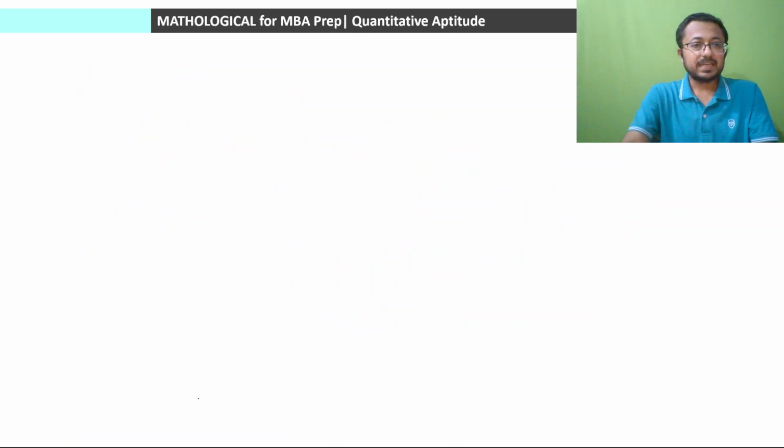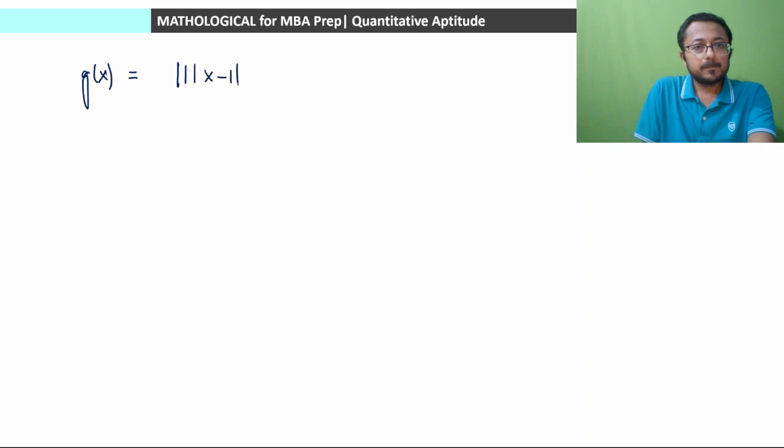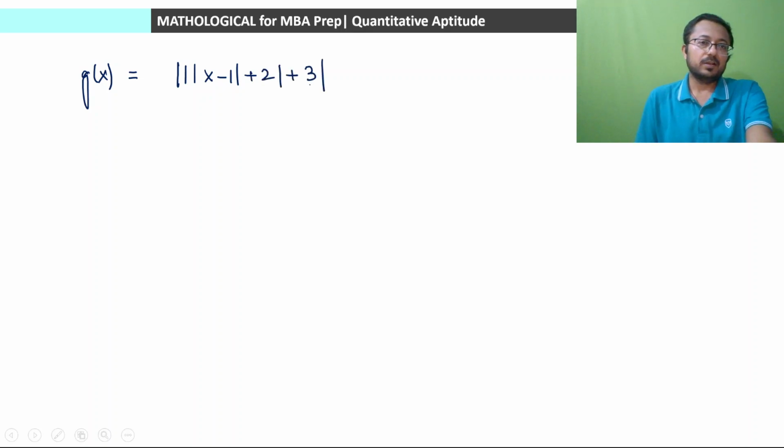एक बार जब हम समझेंगे तो मामला आसान हो जाएगा. Let us say we are defining that g(x) is equal to mod of mod of x minus 1 modulus plus 2 modulus plus 3 modulus. So this is our function g(x) and we need to draw the graph for this. तो कैसे ग्राफ ड्रॉ होगा इसका?